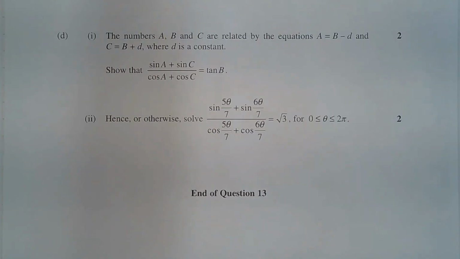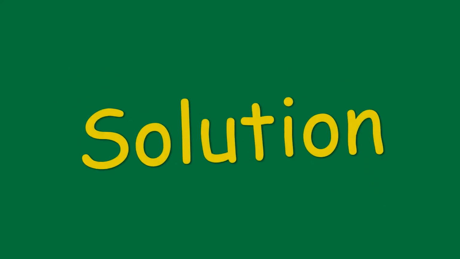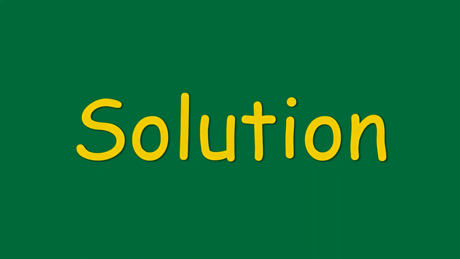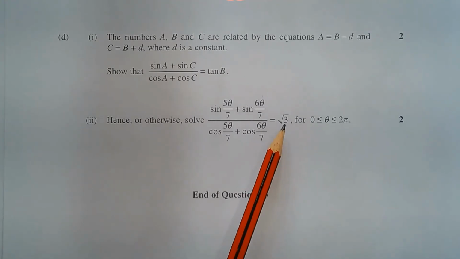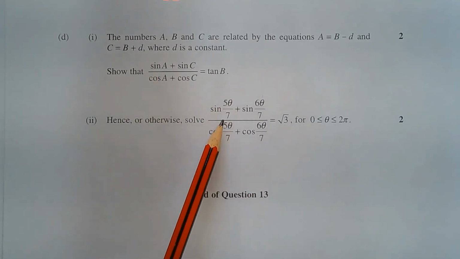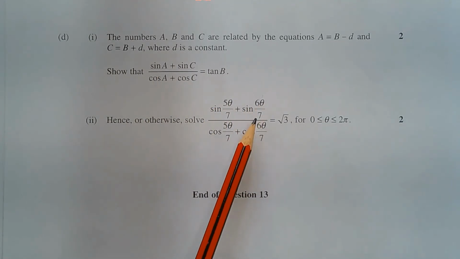Part 2. Hence or otherwise, solve sine 5 theta over 7 plus sine 6 theta over 7 over cos 5 theta over 7 plus cos 6 theta over 7 equals the square root of 3 for theta greater than or equal to 0 and less than or equal to 2 pi. From part 1, tan b is equal to the square root of 3, a is equal to 5 theta over 7, and c equals 6 theta over 7.